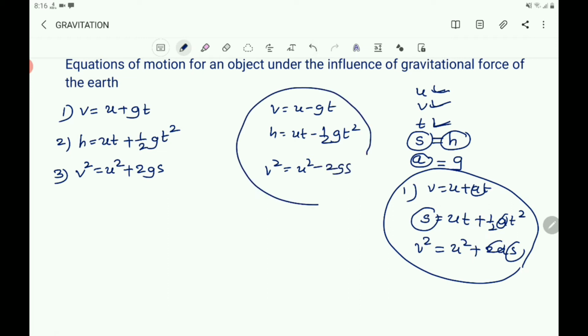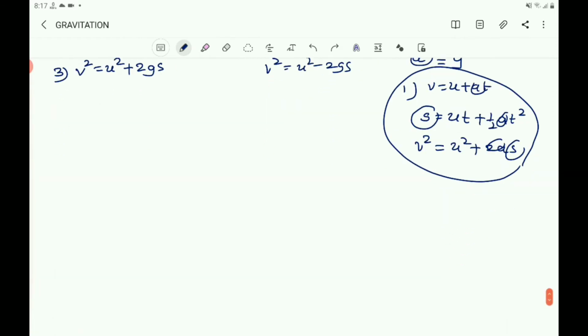Here, when the object is moving upward, and when the object is moving downward. Because here the acceleration due to gravity becomes negative when the object is moving in the opposite direction of the acceleration, that is, gravitational force. If an object is dropped freely from a height, its initial velocity u is 0. If an object is thrown vertically upward, its final velocity v becomes 0. Time taken by an object to fall from a height is the same as that taken by it to rise the same height. So you write that here.